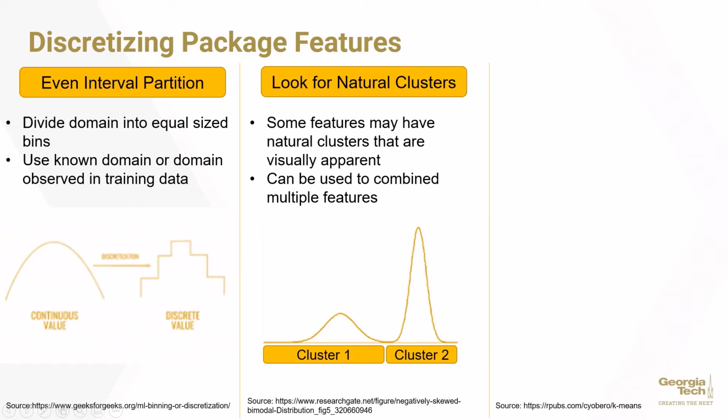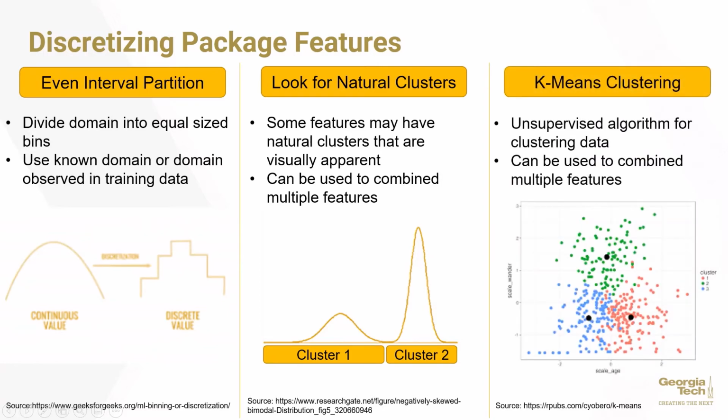Another one is to look at the distribution of that feature throughout the training data set and look for any natural clusters. For certain features, there might be very visually apparent clusters that can be used as an easy way of discretizing that feature. And in cases where there are no natural clusters present, you can use k-means clustering, which is an unsupervised algorithm for clustering data. An interesting thing with this is that you can actually combine multiple features together into a single part of the signature. If those features are highly correlated to each other, then you can cluster them together into a single part of that package signature.